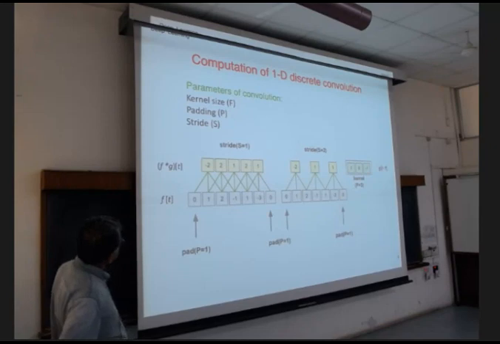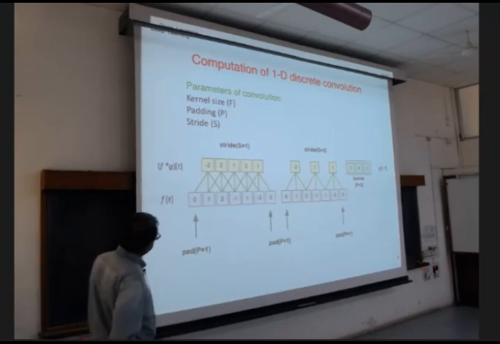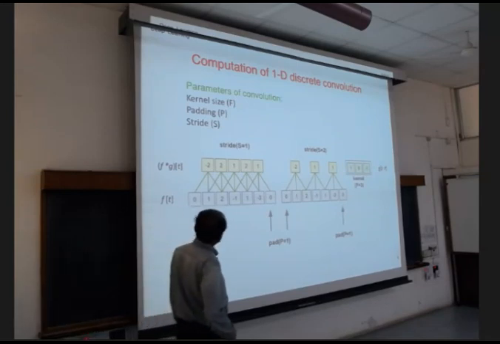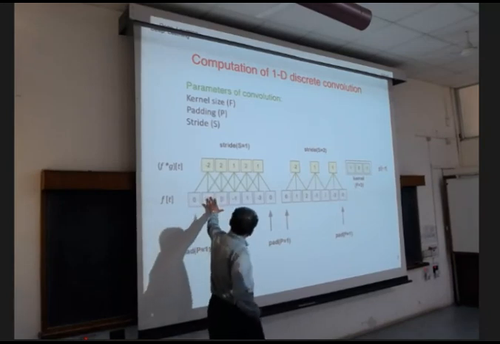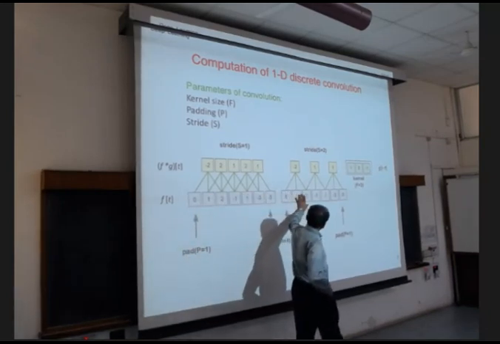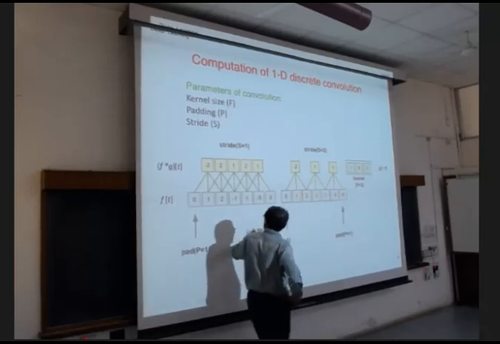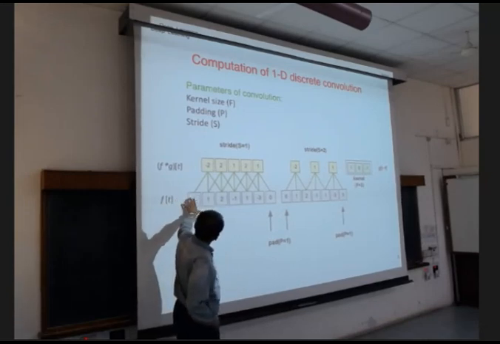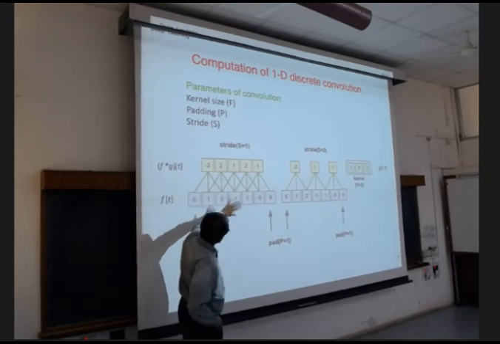The parameters of the convolution involve a kernel size F, a padding P, and a stride S. These are the three parameters that come into play. Stride S equal to 1 and stride S equal to 2 are being illustrated. For a kernel of this form, this shows what happens when you pass that kernel over these values, moving by 1 or 2, from stride 1 to stride 2.